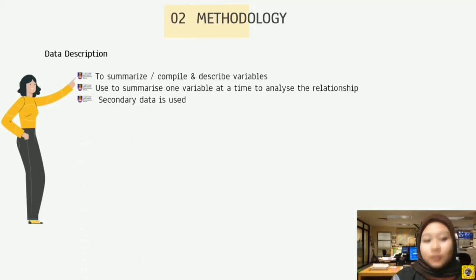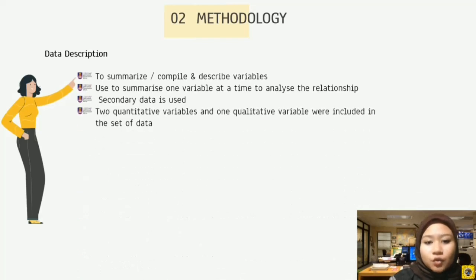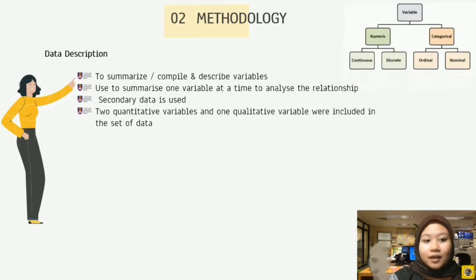Secondary data is used in this project to analyze the statistics, as the data in this study was retrieved from the website statcrunch.com. Two quantitative variables and one qualitative variable were included in the set of data.